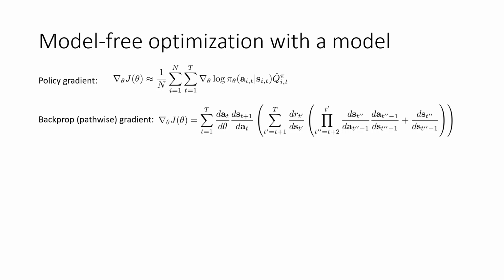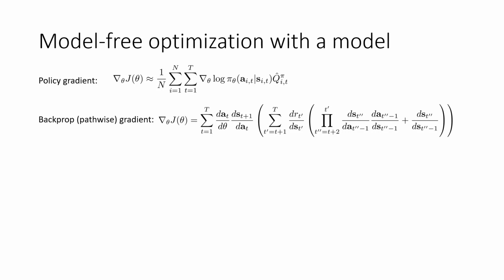Just as a detail, I do want to note here that the likelihood ratio gradient at the top is technically only valid for stochastic policies and stochastic transitions. The pathwise gradient at the bottom is technically only valid for deterministic policies and transitions. But this is a solvable problem, and you could in fact extend the pathwise gradient to some types of stochastic transitions by using something called the reparametrization trick, which we will learn about in a later lecture.